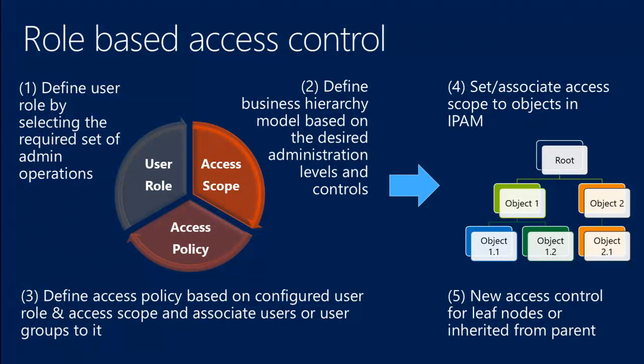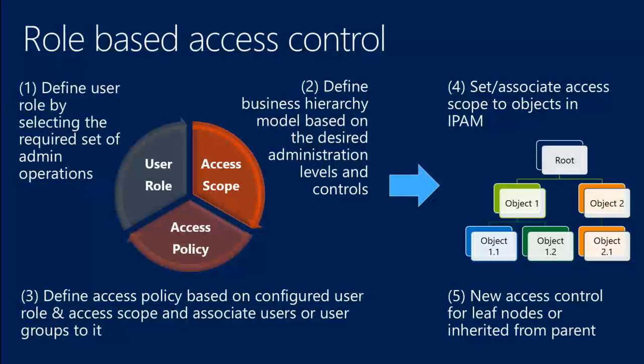What you first do is you go and define a user role, and what I mean by user role is defining the list of administrative operations that an admin can perform. So for example, I could say that I want 3 admins to be able to perform DHCP scope policy kind of tasks. I want them to be able to go and create policies. In that case, I would create a user role called DHCP scope policy administrators, and then I would add all these tasks that are related to creating and editing policies for DHCP scopes. So that's user role creation.